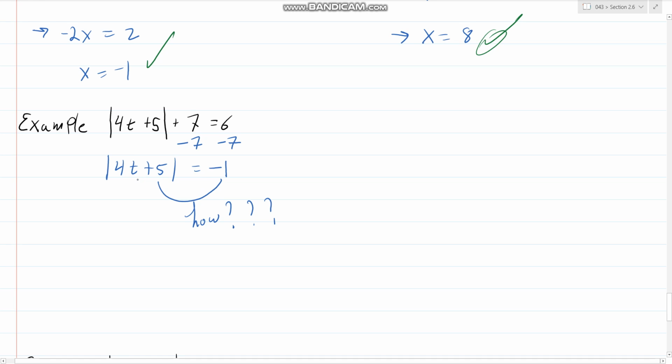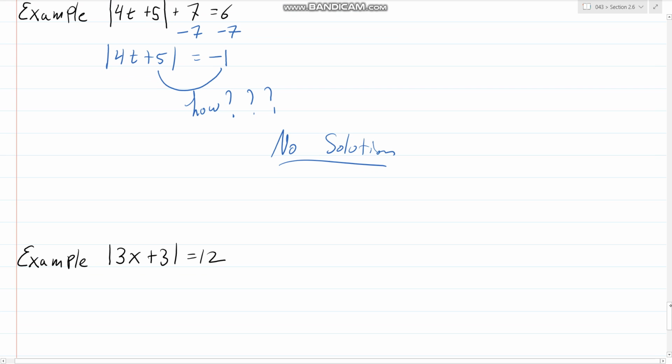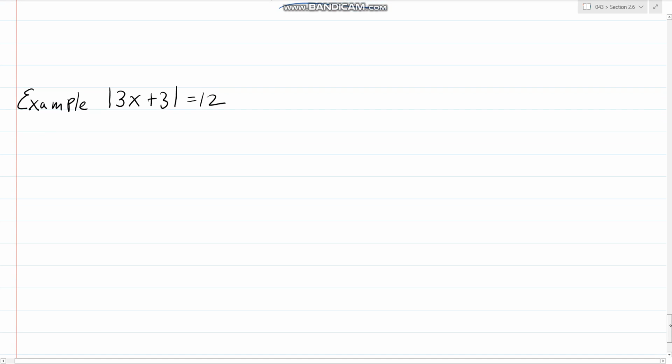There's no way you can take the absolute value of a number or an expression and have it equal a negative number. So the answer is no solution. There's no number that I can put into t so that this absolute value is going to equal negative 1. Okay, so that one's easy if you know what you're looking for, but it's kind of confusing if you don't. So look out for those kinds of predicaments.